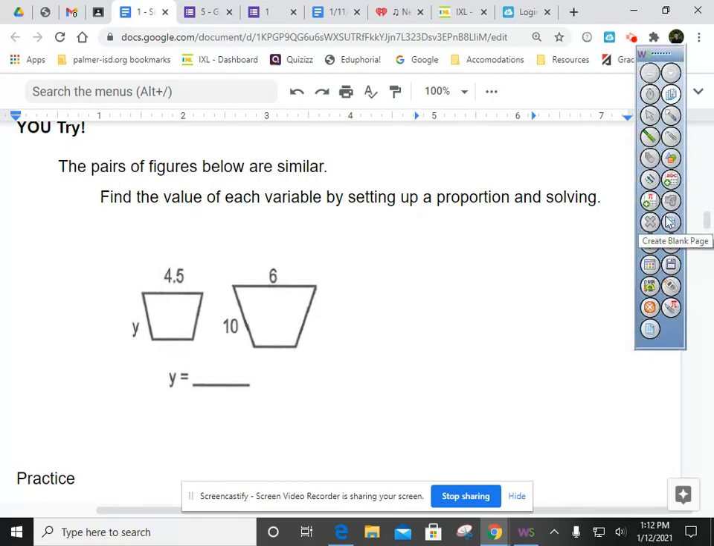All right. The pairs of figures below are similar. Find the value of each variable by setting up a proportion and solving. Blake, you should probably use the sharpener over here on the other side. That one does not work.